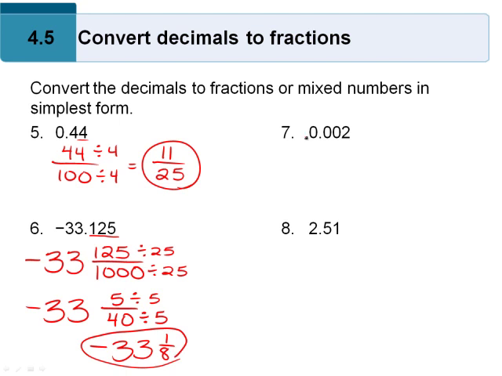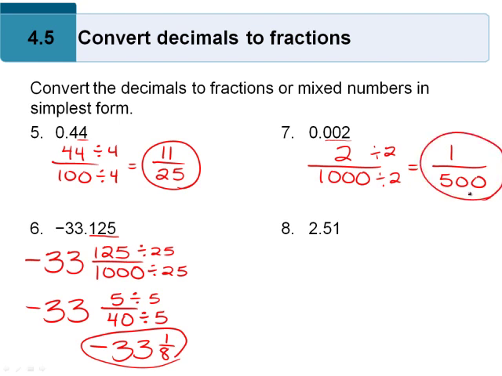Number 7, look at the digits behind the decimal point. The only one you need to worry about on the numerator is 2. But now look, you have 3 digits behind the decimal point. So that's going to be over 1,000. All right. Now reduce it. Divide by 2 because they're both even. So we end up with 1 on top. And 1,000 divided by 2 would be 500. So our fraction is 1 over 500.